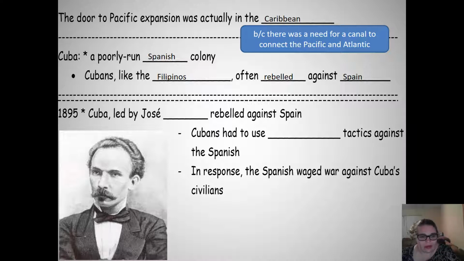1895, Cuba, led by a man named Jose Martí. Nope, I'm sorry, that should be Martí. Take the N off. He rebelled against Spain. Okay, so this is another war for independence. Only this one's getting a little bit harder for Spain to win. Remember, we talked about Spain being spread too thin. So the only way for Spain to win was Spain had to use very brutal guerrilla tactics to win.